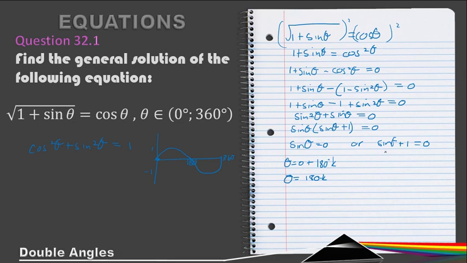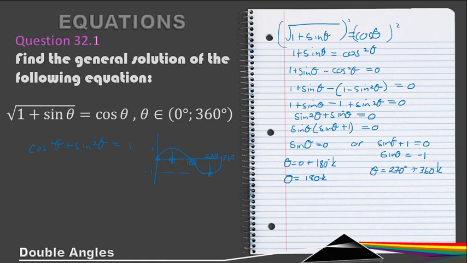If we move on to the other side, we have sine theta equal to minus 1. Where is this graph minus 1? This is 90 degrees at 1, and at 270 degrees it's at minus 1. So theta is equal to 270 degrees, and every 360 degrees it's going to reach minus 1 again, so the period I put in there is plus 360. These are my two general solutions.